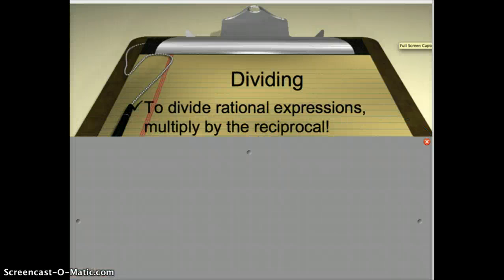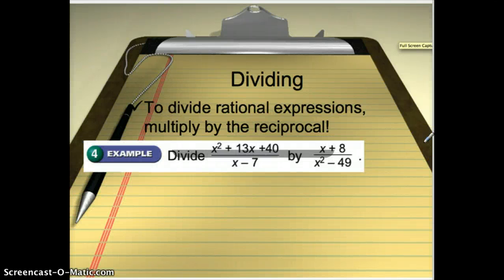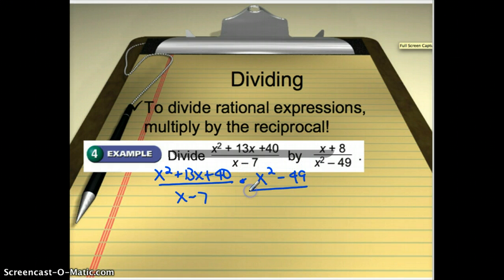So just like dividing regular fractions, when you divide rational expressions, you multiply by the reciprocal. So if I said, divide x squared plus 13x plus 40 over x minus 7 by x plus 8 over x squared minus 49, you would be doing this multiplication problem. x squared plus 13x plus 40 over x minus 7 times, so we're dividing by this, we're going to flip the second fraction, x squared minus 49 all over x plus 8.